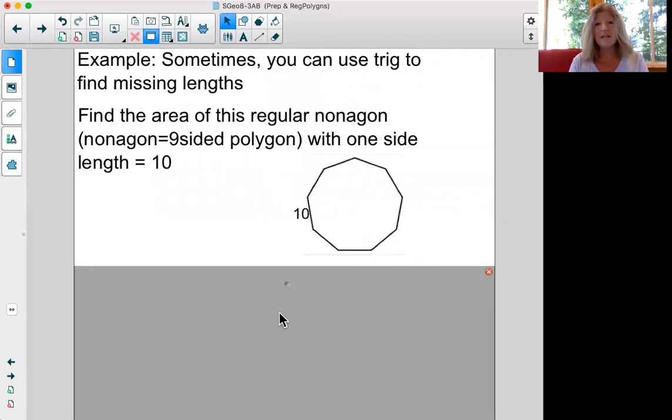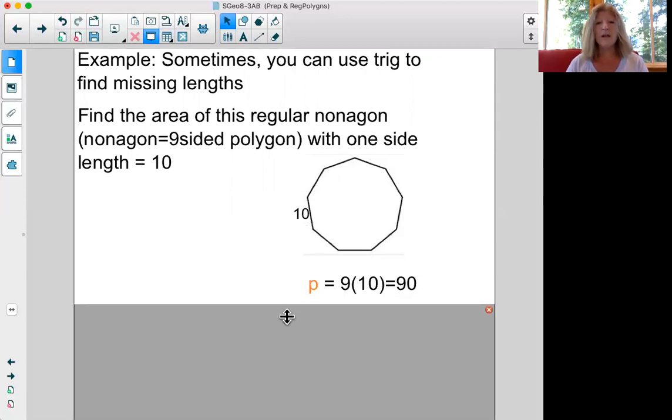Now, sometimes you don't have the good fortune of having it happily form into a 30, 60, 90 triangle. We see the 30, 60, 90 triangle patterns in regular hexagons and regular triangles. In other cases, you have to use trigonometry to find the missing links. So here's an example of that. In this case, we're given a nonagon, a 9-sided regular polygon, and we're told that one side is 10 units long. In that case, if we're given a side length, we can easily multiply it by how many sides and get the perimeter right away.